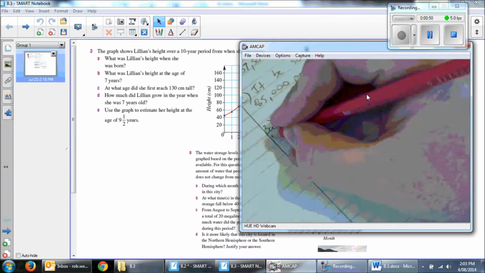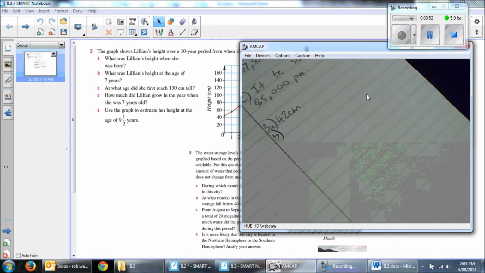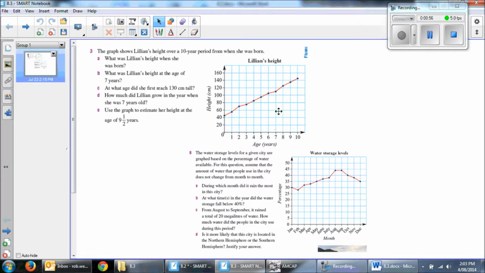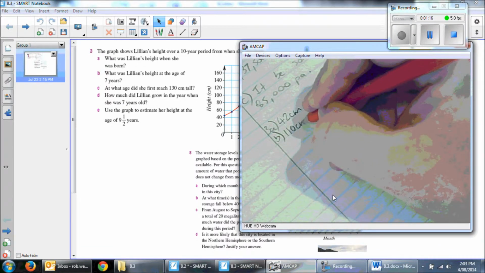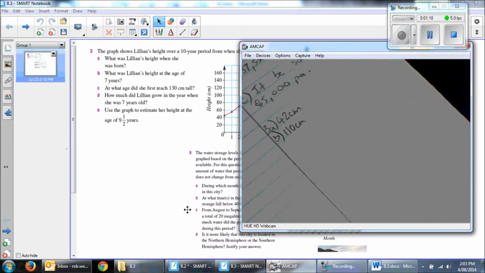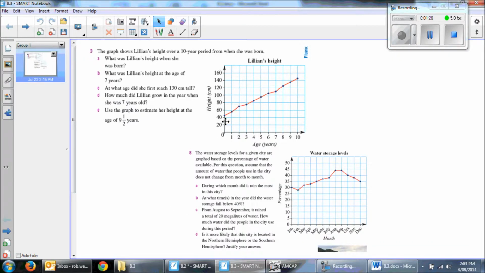And B says, what was Lillian's height at the age of 7 years? So we need to come down here to 7 years, come up, it's dead set in the middle between 100 and 120. So I'm going to say around about 110 centimetres, I can say with fair certainty. It'll be 110 centimetres.